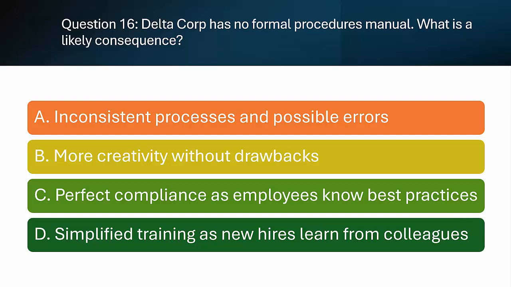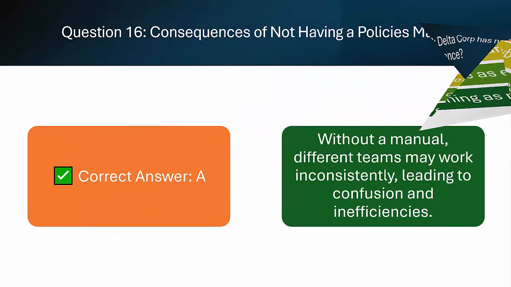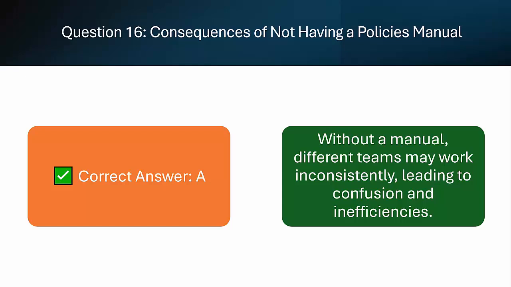B. More creativity as every employee invents their own methods with no drawbacks. C. Perfect compliance with best practices since everyone knows what to do intuitively. D. Simplified training because new hires can just figure things out from colleagues. Correct answer A. Lack of consistency leads to confusion and errors.